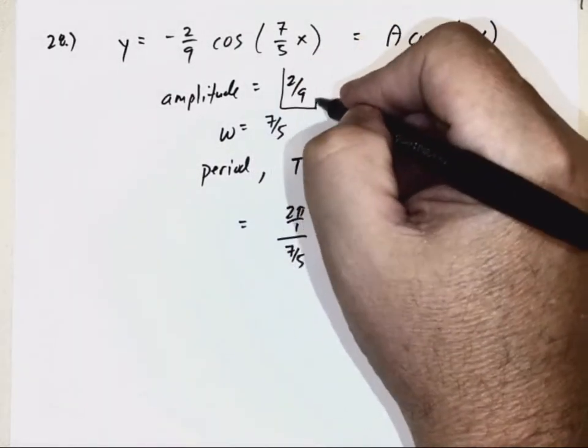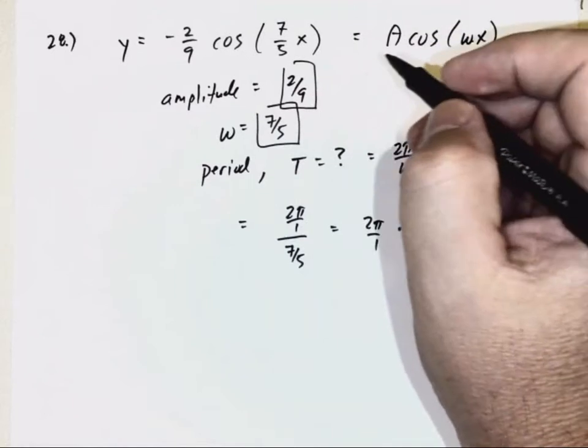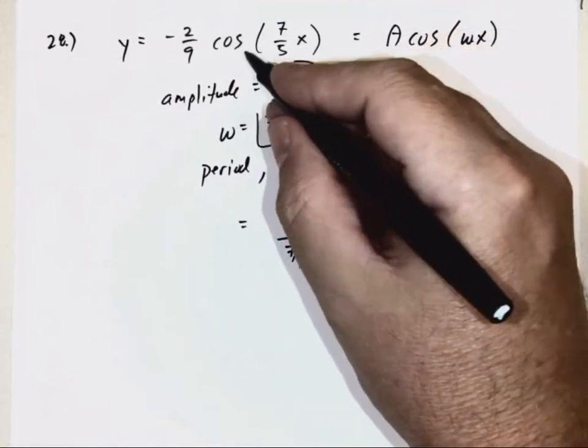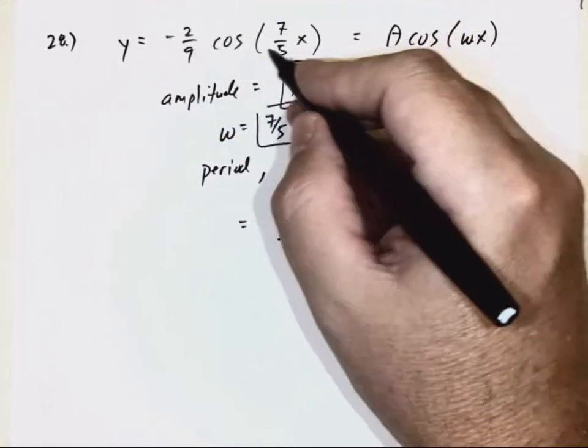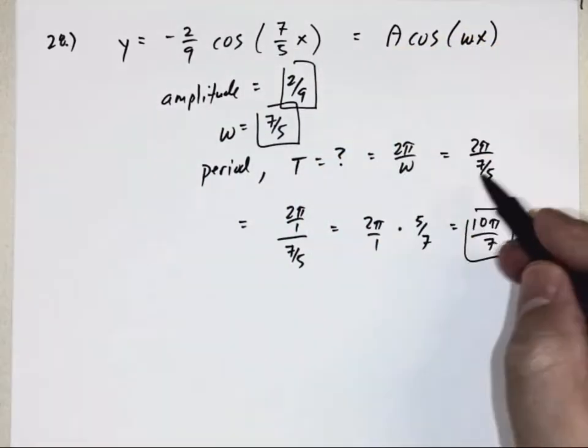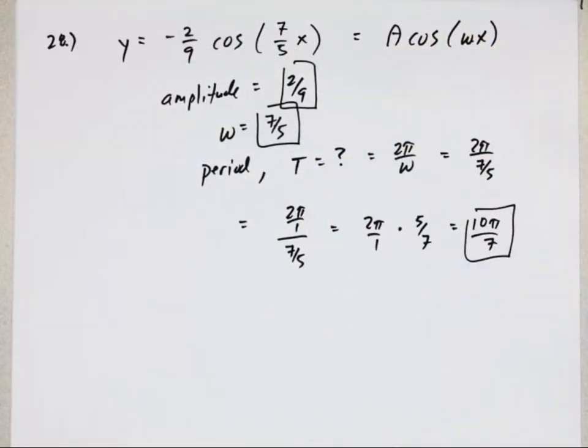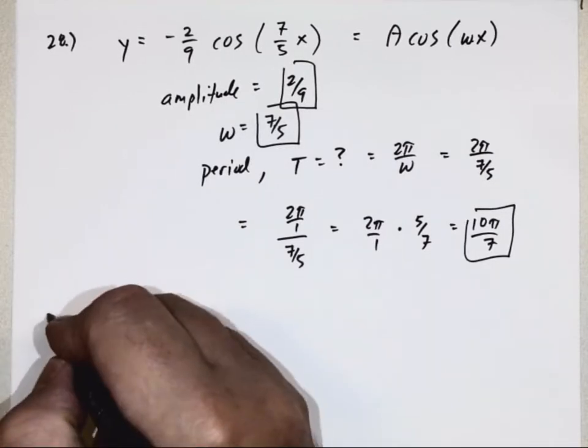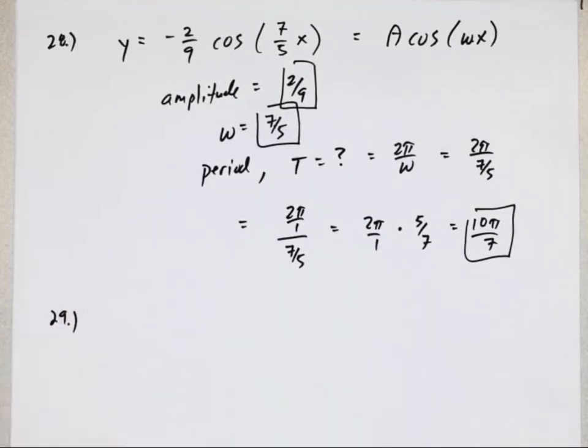So here are the three things they asked for. The first two, it's just a matter of knowing what's what inside the equation. And the last one, we have to do a little bit of math. Not too bad. Now 29, I think I'm going to have to show you this one.